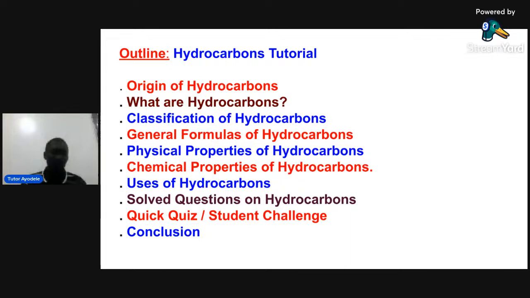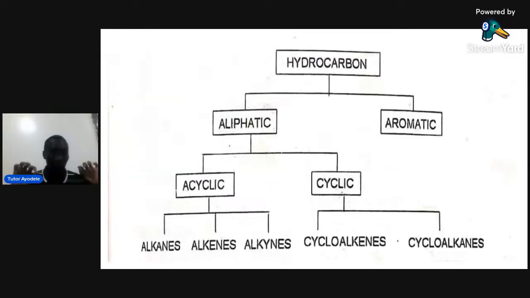So let's quickly look at the classification. I've explained that hydrocarbons are chemicals gotten from just hydrogen and carbon, as the name implies. Let's look at the classification of these hydrocarbons. Hydrocarbons are classified based on two different methods. The one you are seeing here is classified based on structure. Another way we can classify hydrocarbons is based on bonds, but when we get there, I will explain better.